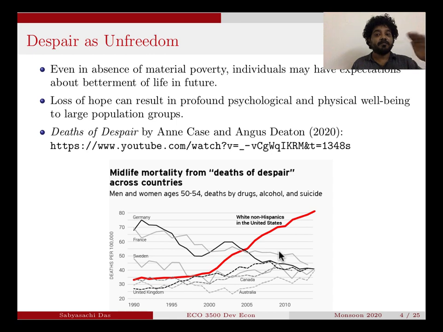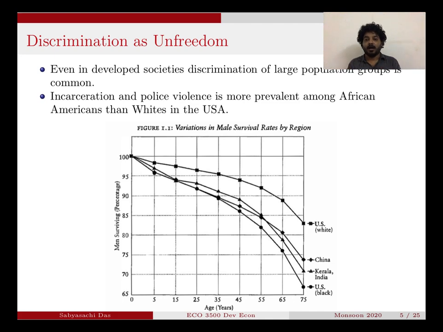But for whites, there is specifically demand, a specific and important aspect of the increase in mortality rate. So you see despair can creep into a large section of a society, even when they are materially not as worse off as other members of their own country. The second big subtopic within unfreedom is discrimination, of course.